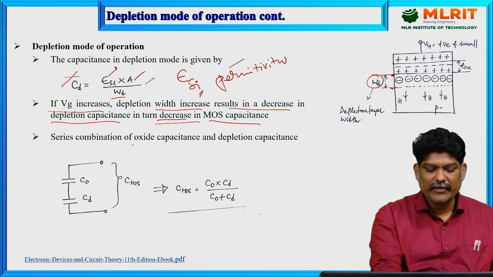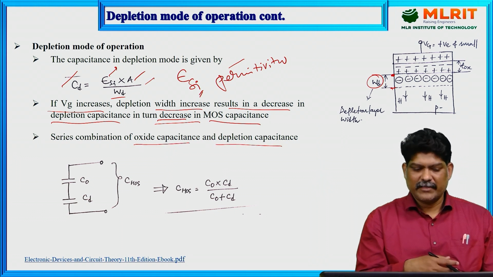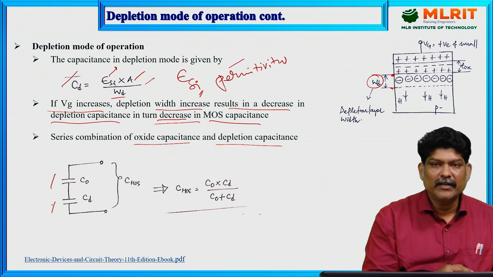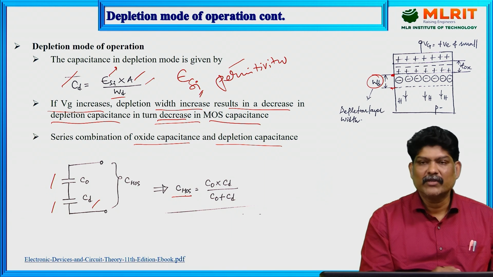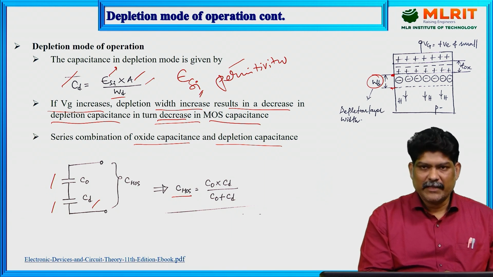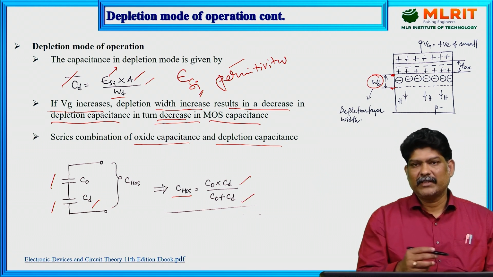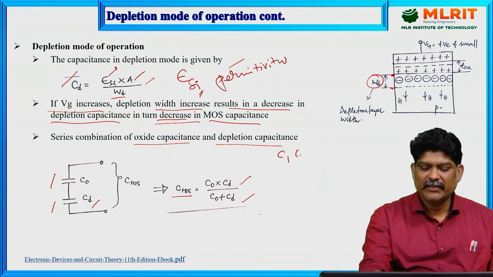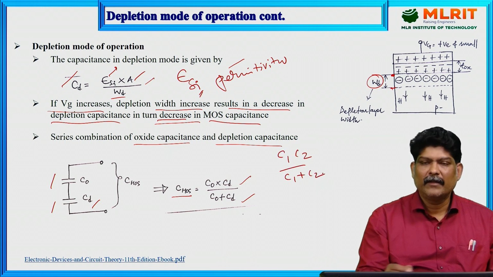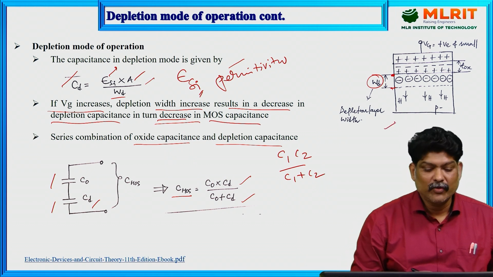So the series combination of oxide capacitance and depletion capacitance gives the total MOS capacitance. Here that is given by CMOS. The MOS capacitor capacitance is given by C0 into CD by C0 plus CD. So this is the series combination. When capacitors are connected in series, we can write C1 C2 by C1 plus C2, right? So this is the depletion mode of operation.